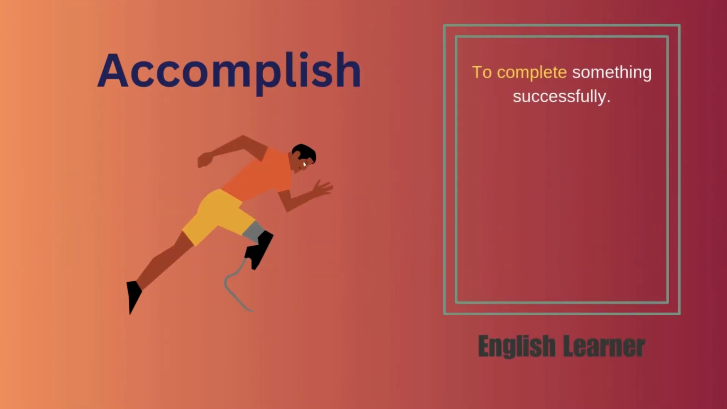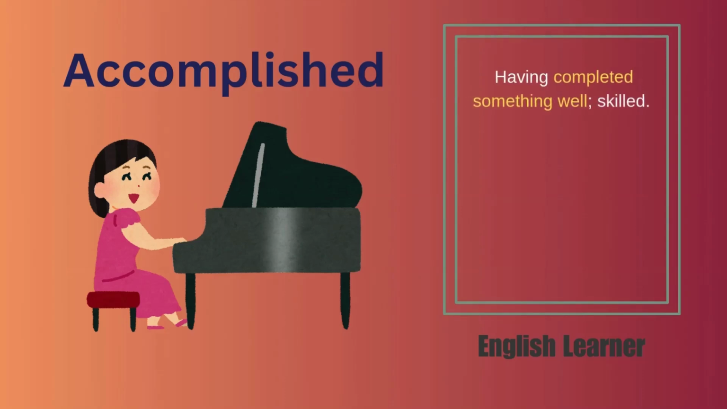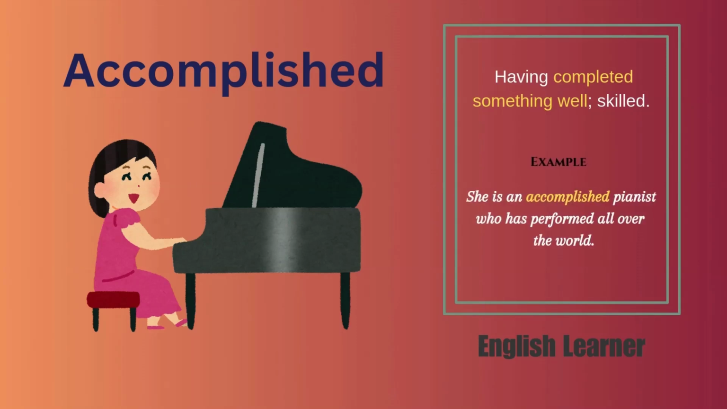Accomplish. To complete something successfully. Example. He worked hard to accomplish his goal of winning the race. Accomplished. Having completed something well, skilled. Example. She is an accomplished pianist who has performed all over the world.